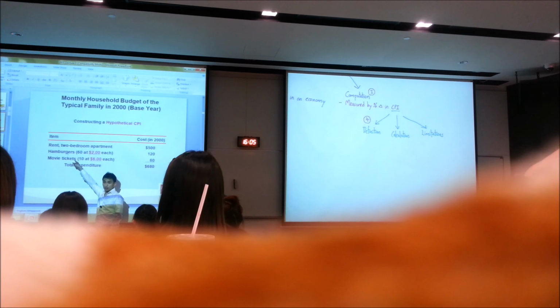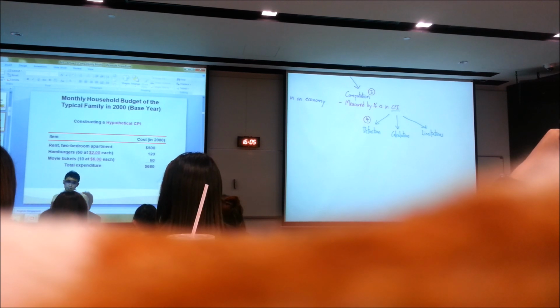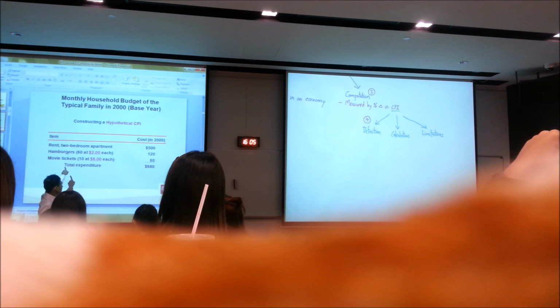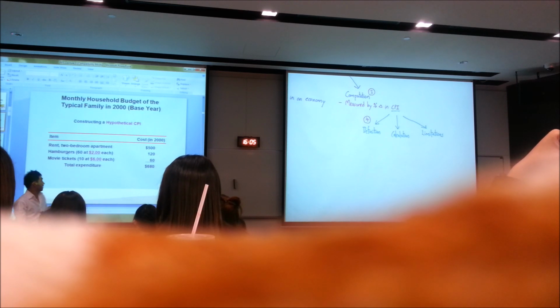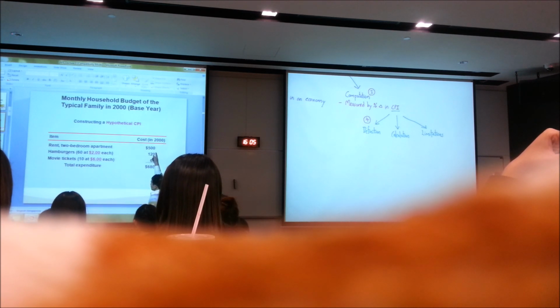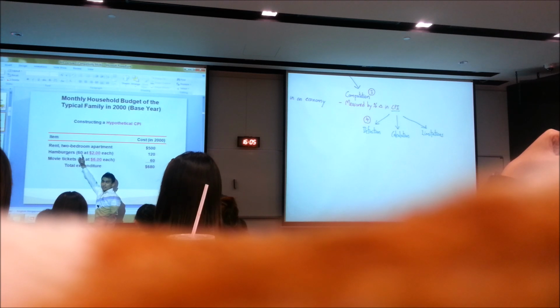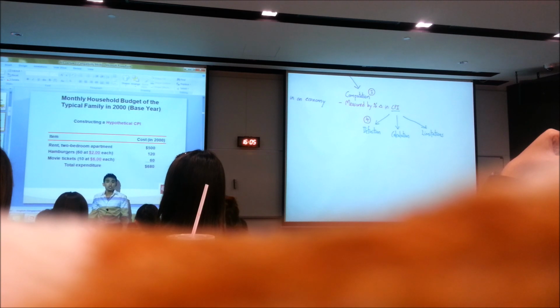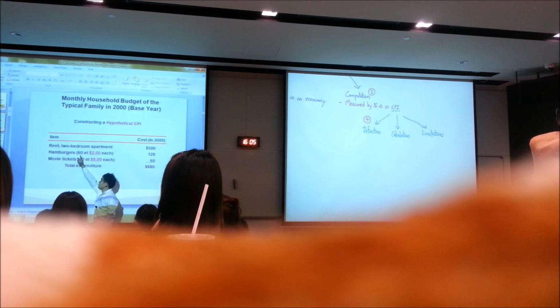Step 3, calculate the cost of this basket in the base year. So, this is 2000, right? Okay? 2000, so the rent is $500, okay? Hamburger, 60. So this is the quantity you consume. Key point to think of. This is where the loser point comes from. When students lose their marks and they don't even know why. When you choose the quantity, you always use the quantity at the base year. So we are consuming 60 hamburgers in the base year. Okay? So 60 times $2. So the cost of hamburger will be $120.